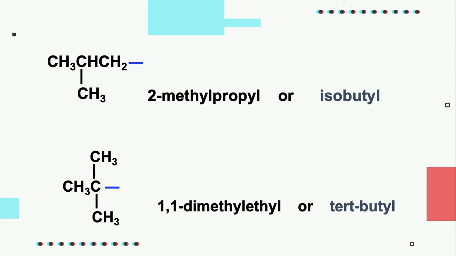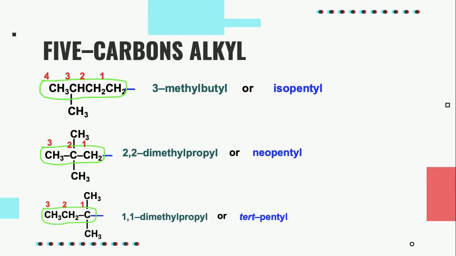The common name of 1,1-dimethylethyl is tert-butyl. Tert means tertiary, or to simplify it, 2 methyl groups attached on the first carbon on the branch, and there are 4 carbons in total in the tert-butyl. For a 5 carbon alkyl group, the common name of 2,2-dimethylpropyl is neopentyl. Neopentyl means a quaternary carbon bonded to 3 methyl groups and 1 methylene group.